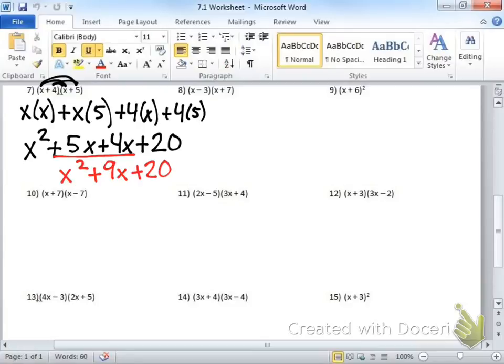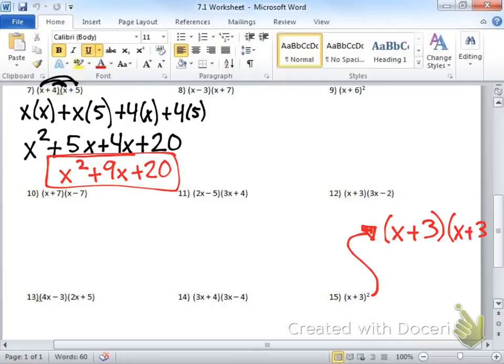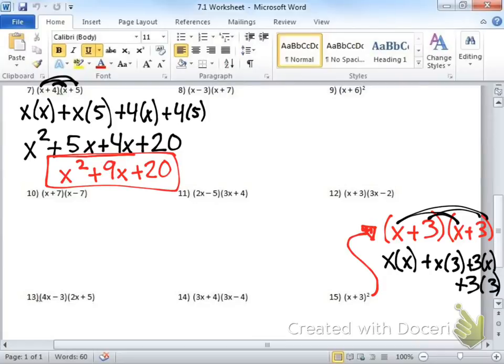All right, number 15. I am going to rewrite it up here just because I'm out of space, but you use the space provided on yours. X plus 3 squared means you have x plus 3 times itself twice. I'm going to distribute the x to both terms in the back. Then I'm going to distribute the 3 to both terms in the back. And I still ran out of space.